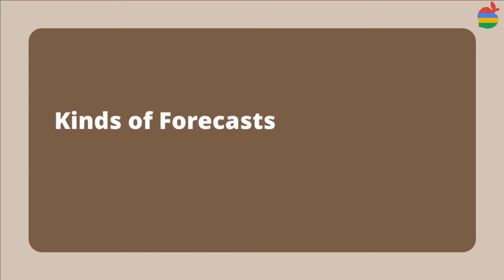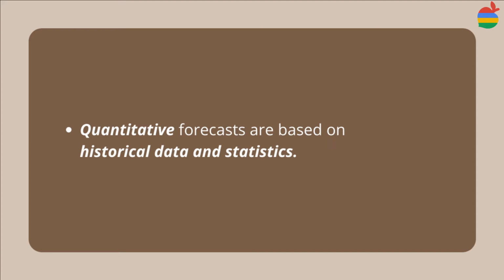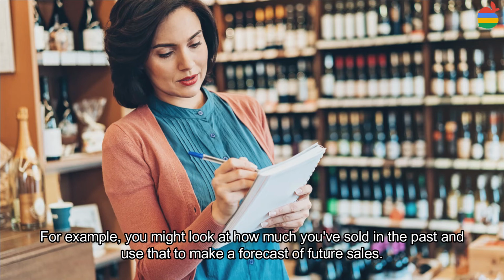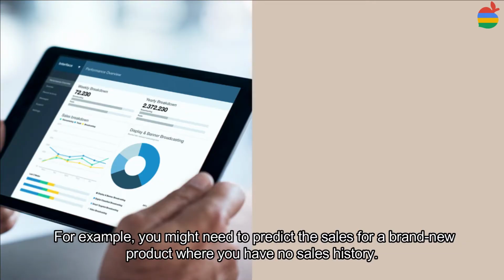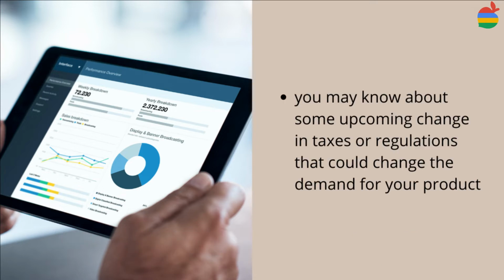First, there are two kinds of forecasts: quantitative and qualitative. Quantitative forecasts are based on historical data and statistics. For example, you might look at how much you have sold in the past and use that to make a forecast of future sales. Qualitative forecasts are based on judgment. For example, you might need to predict sales for a brand new product where you have no sales history. Or you may know about some upcoming changes in taxes or regulations that could change the demand for your products.